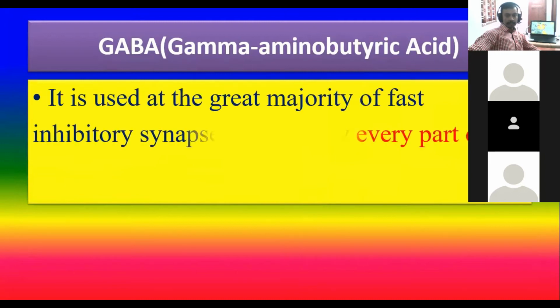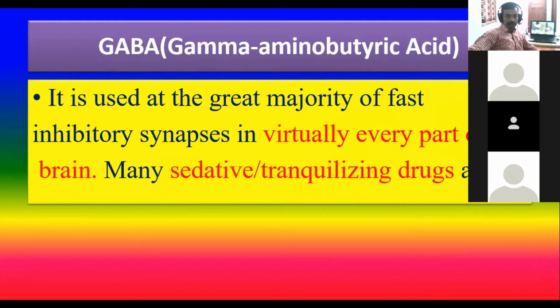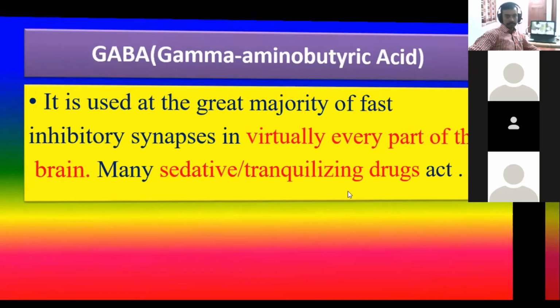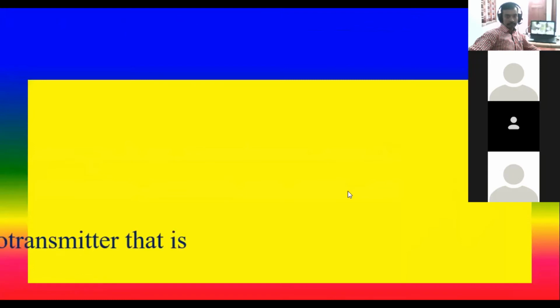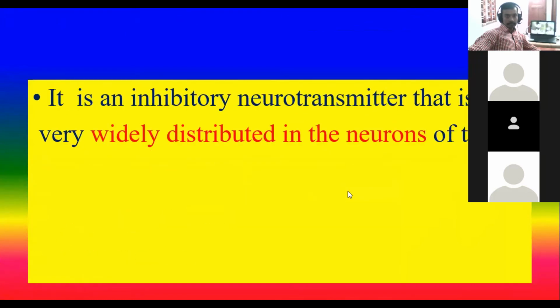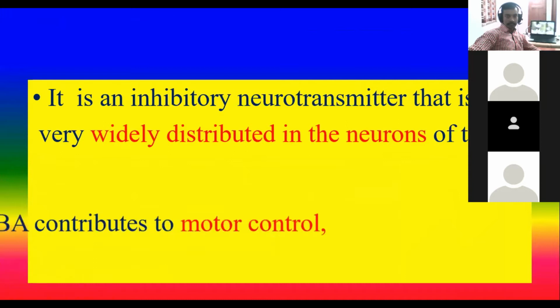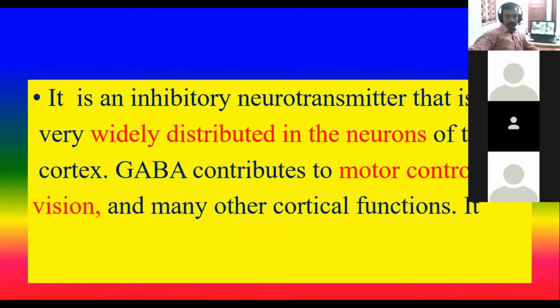It is used at the great majority of fast inhibitory synapses in every part of the brain, in sedative and tranquilizing drugs. So it is one of the important drugs for tranquilizers. It's also used in pharmacology. It is widely distributed in the neurons of motor control and vision. It regulates anxiety, mainly the stress response.